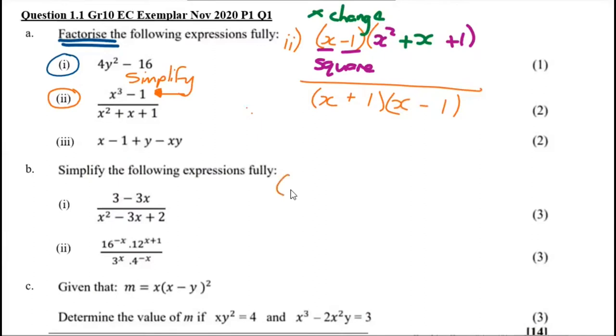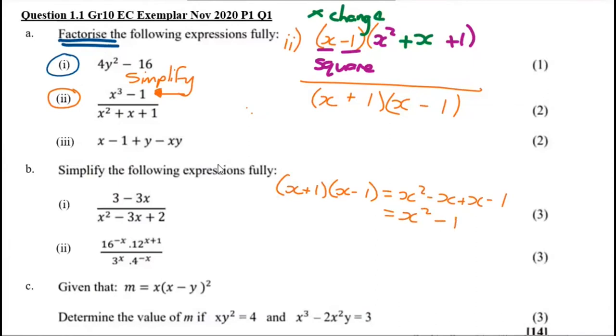So here we're just going on the side. If I had x plus 1 times x minus 1 and I multiply it out, that's going to give me x squared minus x plus x minus 1. Do you see that gives me x squared minus 1? It is not the same as that denominator. So do you see why the plus minus is wrong?